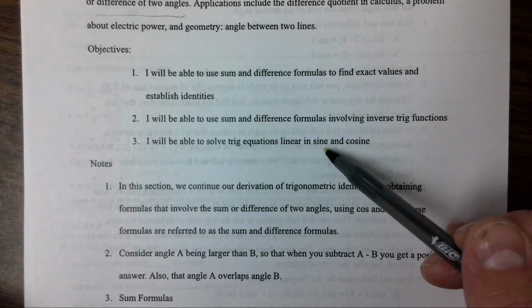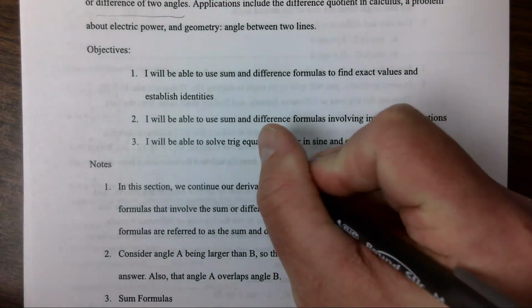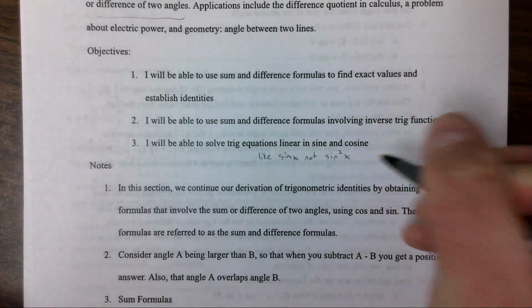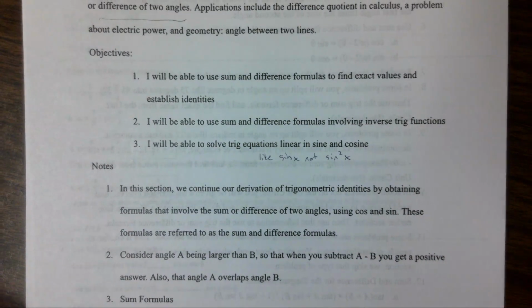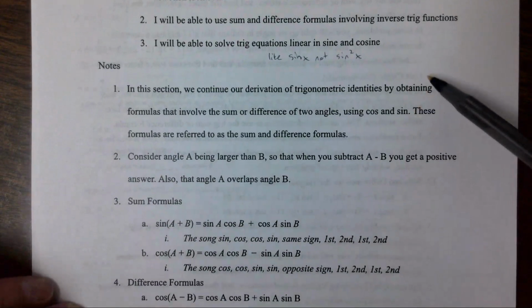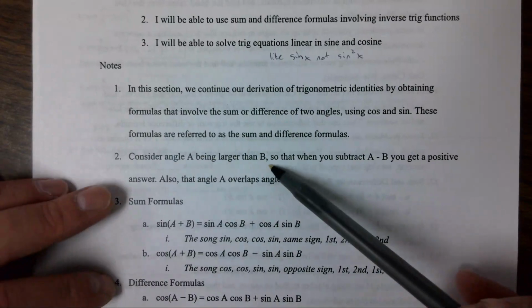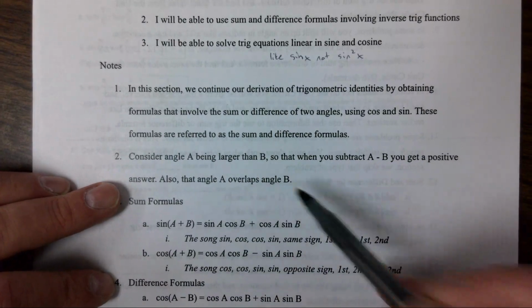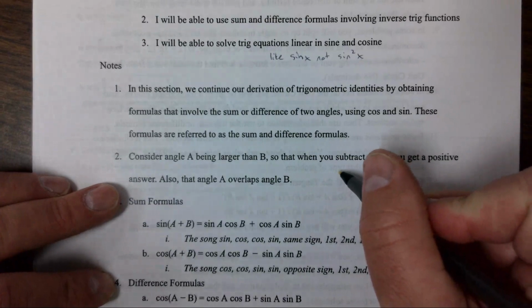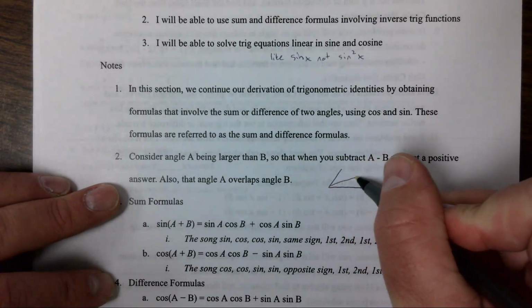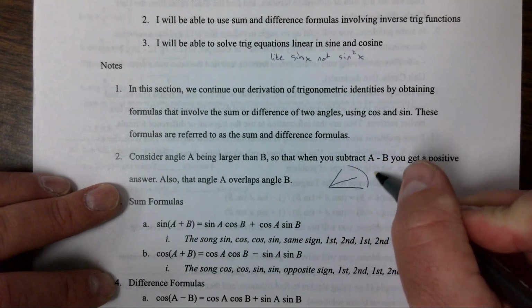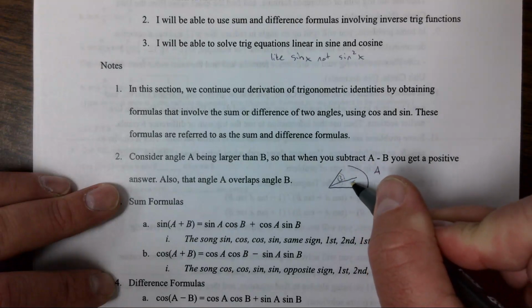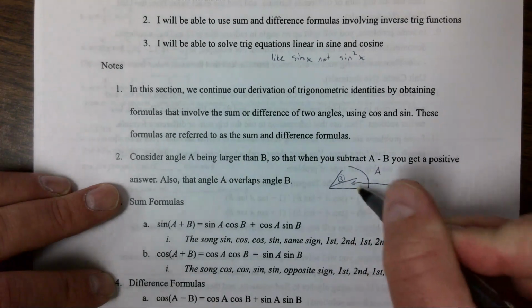Now, when we say linear trig functions, that means like sine x, not like sine squared x. Okay, so consider angle A being larger than angle B, so that when you subtract, you get a positive answer. Also, that angle A overlaps angle B. So for example, if we have something like this, and then we have another one, you could say the whole thing would be angle A, and this part right here could be angle B, and so this one is A minus B, which is a positive angle.